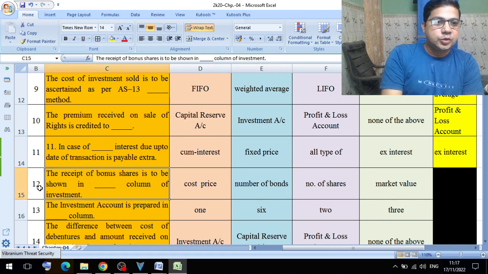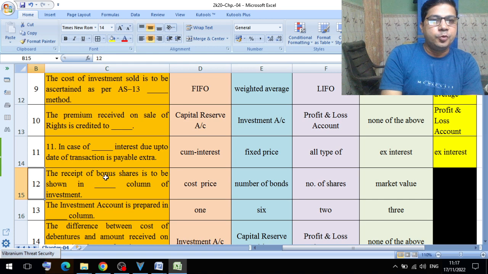Next question, question number 12. The receipt of bonus shares is to be shown in dash column of the investment. Option A cost price, option B number of bonds, option C number of shares, option D market value. The best option is number of shares.